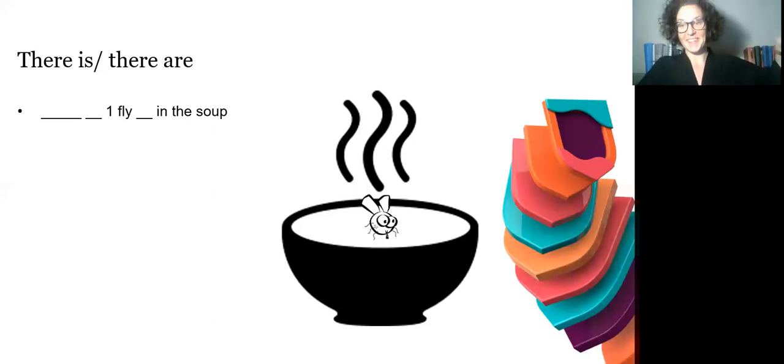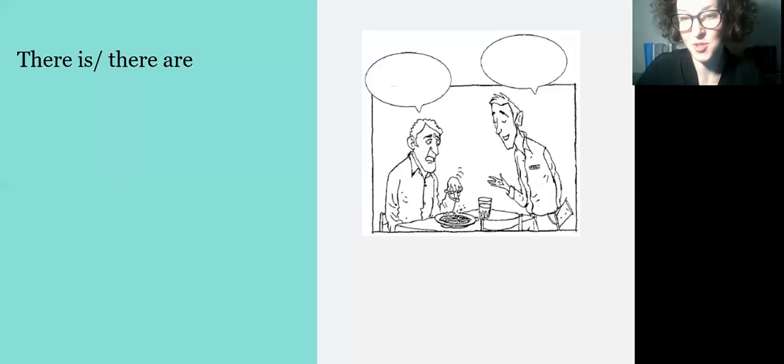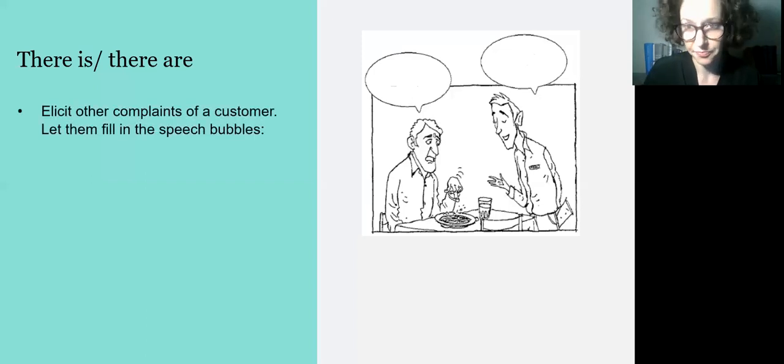And yeah, so we might ask them to fill in more gaps, and then we have the complete gap, just blanks, and show them this situation. And afterwards we can ask them to make their own situation, which is kind of the same, but use new words. Elicit other complaints of a customer. Well, this is not how you give the task, but for you, what else can happen here?